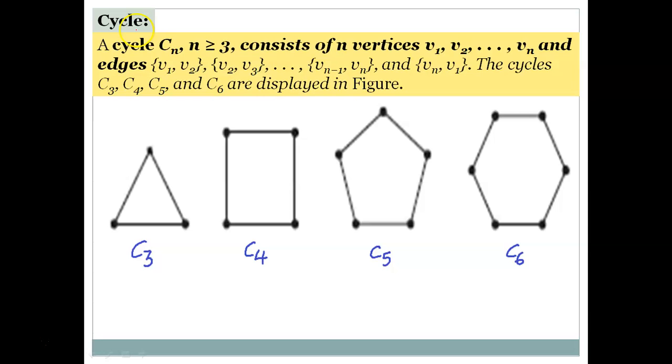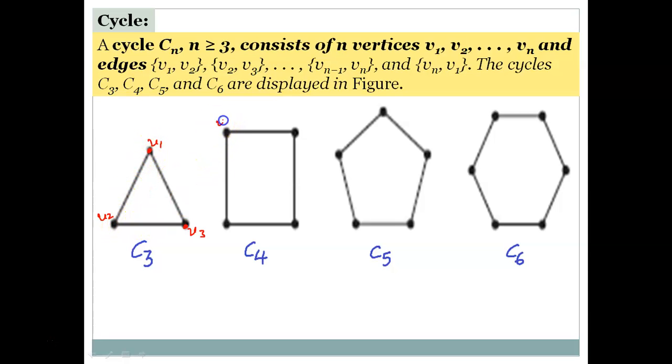Similarly, next is the definition of cycle. A cycle Cn, n greater than or equal to 3, consists of n vertices v1, v2, up to vn, and the edges are v1 to v2, v2 to v3, and so on, vn minus 1 to vn, and vn to v1. Means you will start, for example, for this case, this is v1, this is v2, and v3. So we have an edge v1 to v2, v2 to v3, then v3 to v1. Means we arrive at v1 again by traveling through all the vertices.